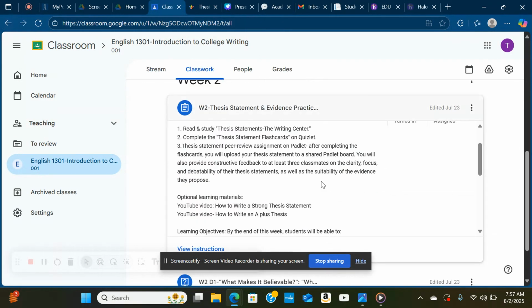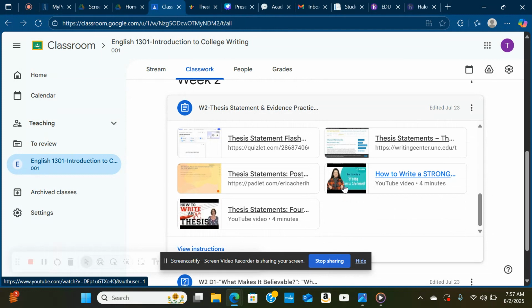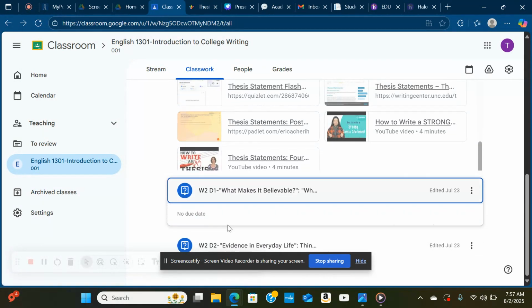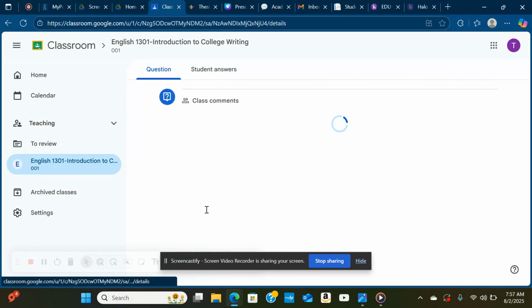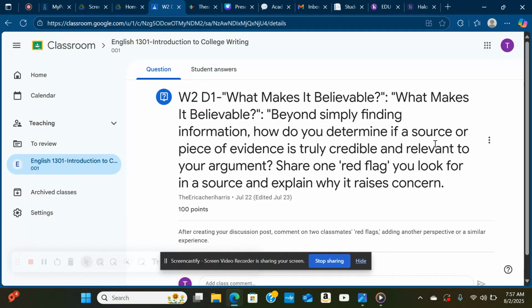The discussions are here as well. What makes it believable? Beyond simply finding information, how do you determine if a source or piece of evidence is truly credible and relevant to your argument? Share one red flag you look for in a source and explain why it raises a concern. Also gives them the instructions to respond to their peers.